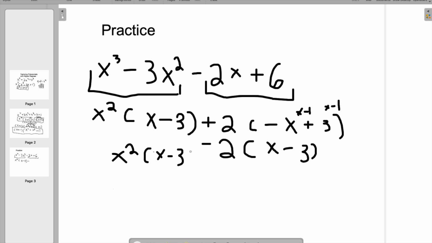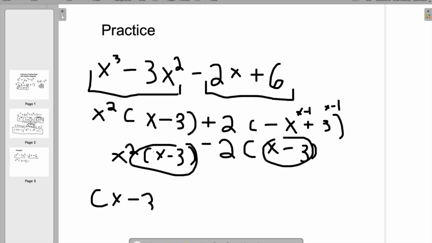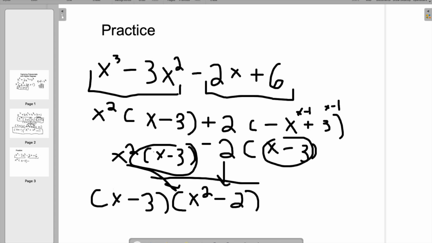And then we're going to rewrite what we have here. If you look at these two groups again, you can see how x minus 3 is the common factor of both these groups. So we're going to pull it out again, and we're just going to write x squared, because that's what you multiply x minus 3 by, and then we're going to drop down minus 2, and there. That is our answer.